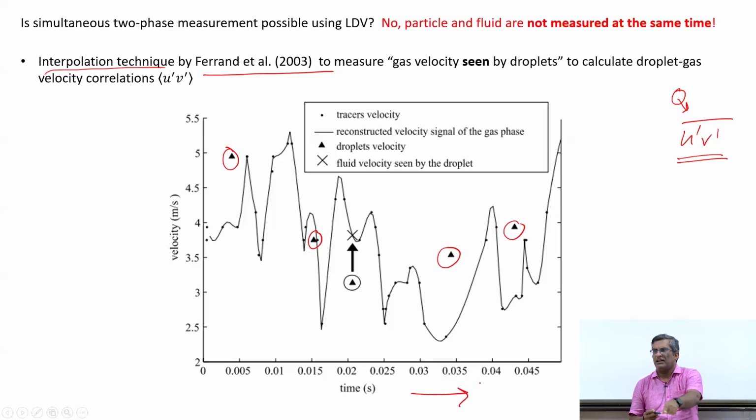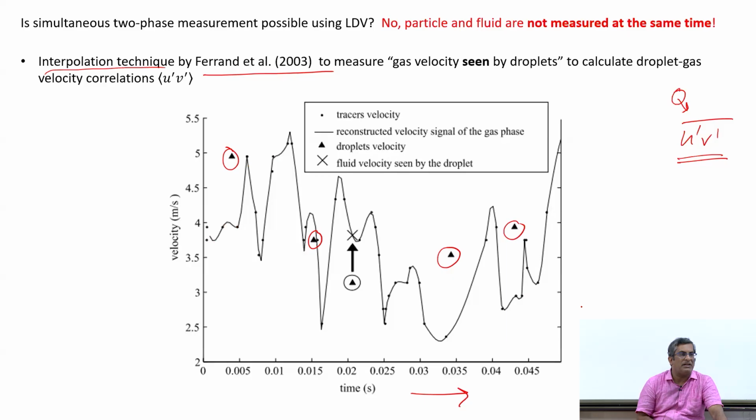So, you see that it is not continuous. Obviously, it is not continuous. The droplets won't come continuously through your probe volume. Similarly, seeding particles also. But because usually the seeding particle number density is high, you see more of these. So, these dotted lines you see, these are the seeding particles.